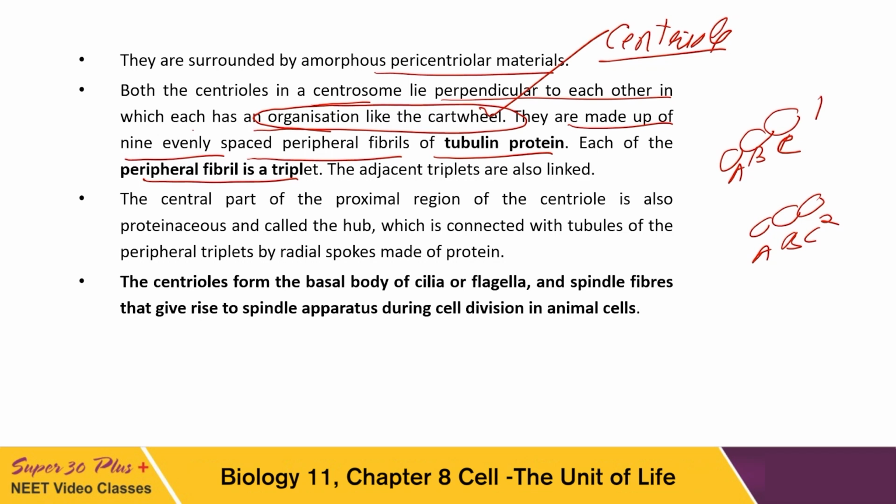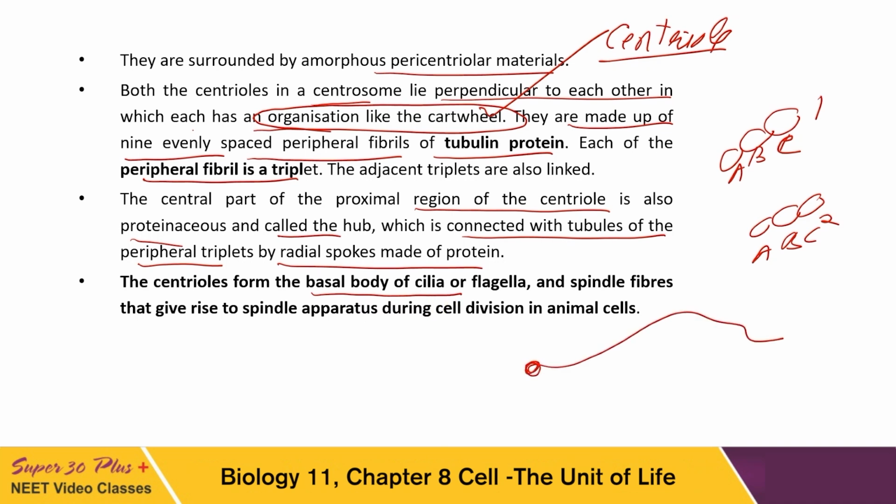So this is the central part of the proximal region. The centriole also has a protein called hub, which is connected with the peripheral tubules by radial spokes made up of protein. The centriole forms the basal bodies of cilia, as I told you there also, that this is flagellum. Here it arises from the centriole, and the centriole is known as the basal body. And spindle fibers give rise to the spindle apparatus during cell division.